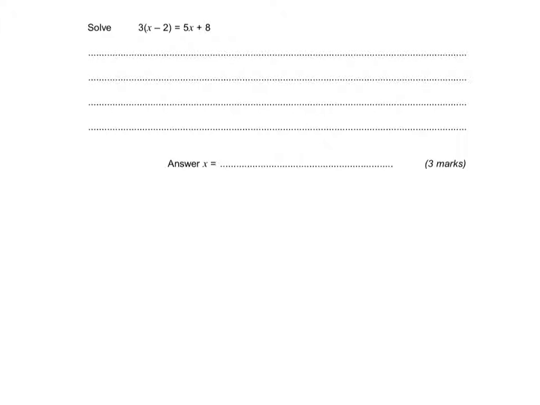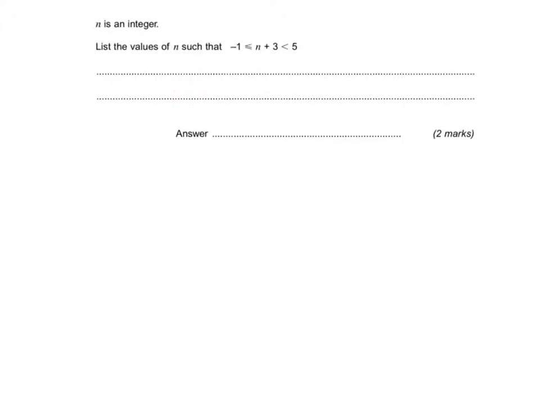Solve. 3 times x minus 2 equals 5x plus 8. Step one is multiply out the brackets, so 3 times x gives me 3x, 3 times minus 2 gives me minus 6. I'm then taking away 3x from both sides, so minus 6 equals 2x plus 8. I want the x's on their own, so I'm going to take away the 8. So take away the 8 and minus 14 equals 2x. But I just want to know what x is on its own, so I'm going to divide by 2 and x equals minus 7. So x equals minus 7 is the answer.